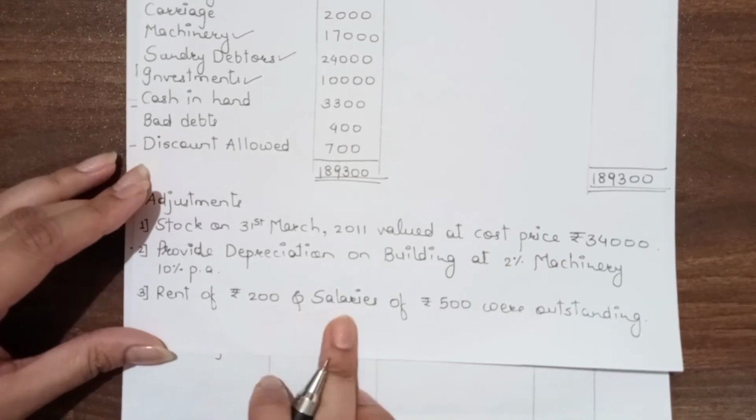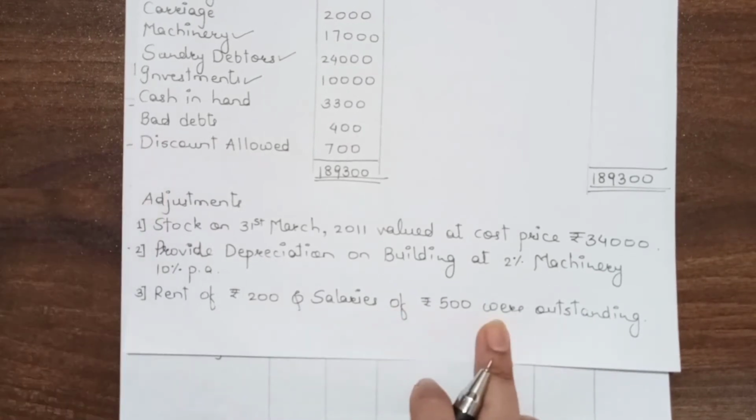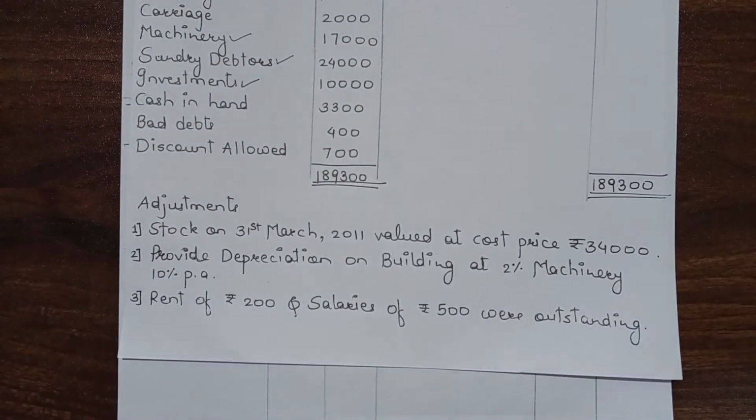Rent of rupees 200 and salaries of rupees 500 were outstanding. Now I have already told you what outstanding means and what we have to do in case of outstanding. In case of outstanding, you have to add these amounts. So on rent it is 200, so we have to add this 200 in rent, and salaries 500, so in salaries we have to add this 500.